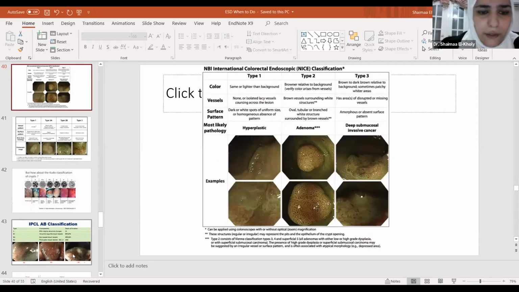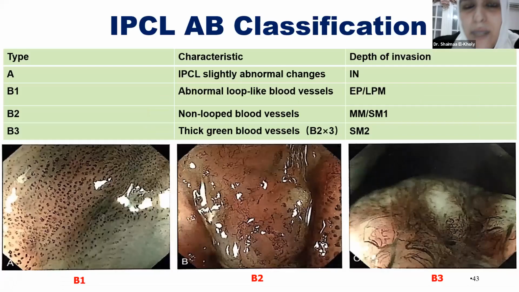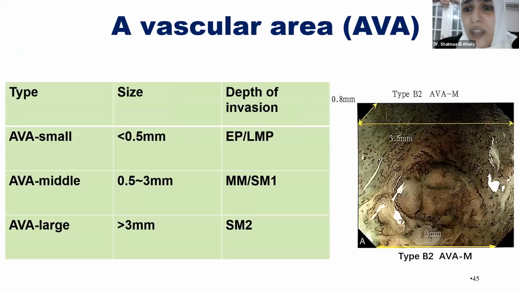As you can see here, this is the IPCL-AB classification. It gives you an idea about the exact layer and the depth of invasion. Actually, this needs a lot of training, and it depends on the capillaries and the looping of the capillaries. And we also have another classification system called EVA, which is the avascular area, and it also helps give you an idea about the depth of invasion.